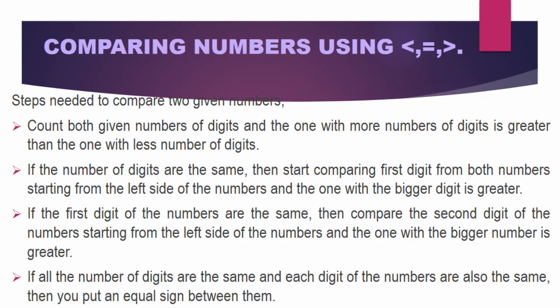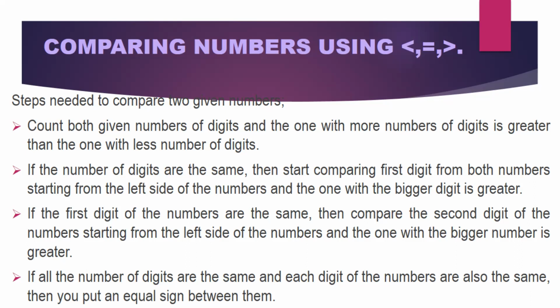The first rule states what? Count the number of digits first. The one having more number of digits is greater. Assuming that you count the number of digits and they have the same number of digits, it doesn't mean that you can't compare. Let's check the second rule. If the number of digits are the same, then start comparing the first digit from both numbers, starting from the left side of the numbers, and the one with the bigger digit is greater.